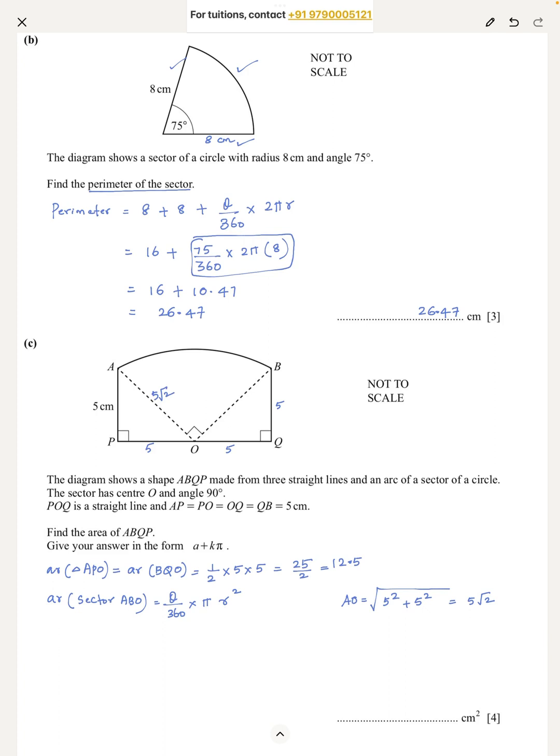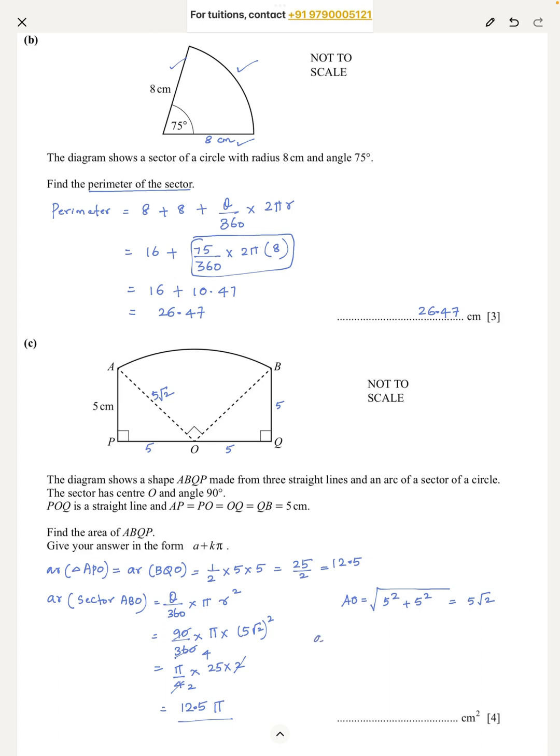Right. So now theta is 90 by 360 into pi into 5 root 2 square. So which will give us, this is 1 by 4, and 5 root 2 squared will give us again 25 into 2. On cancelling, we get 12.5 pi. So this is for the sector.